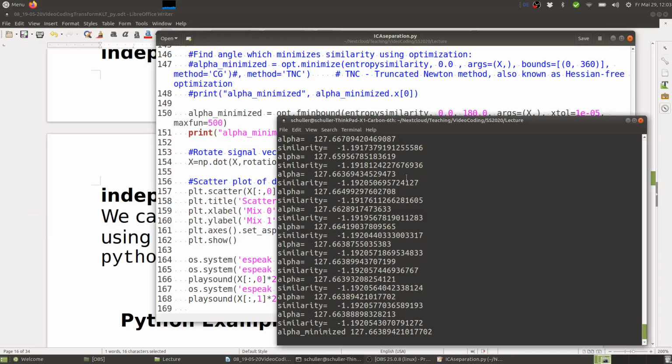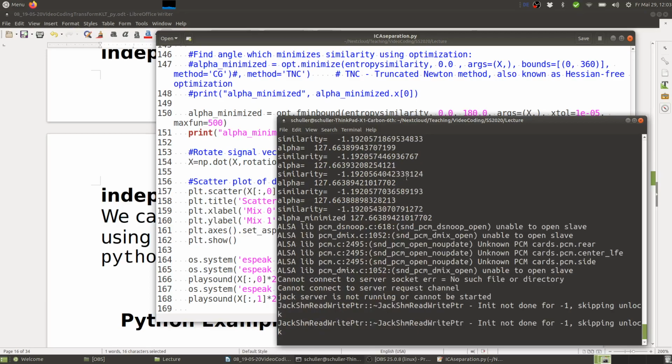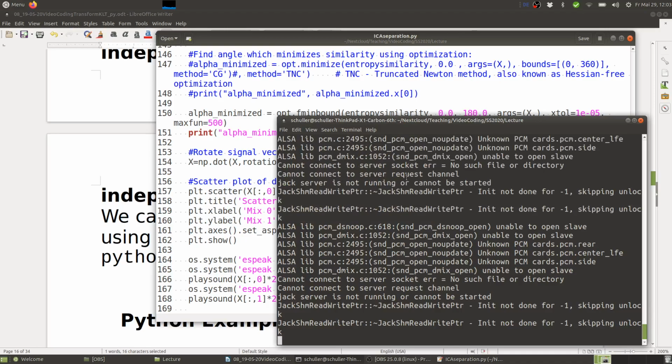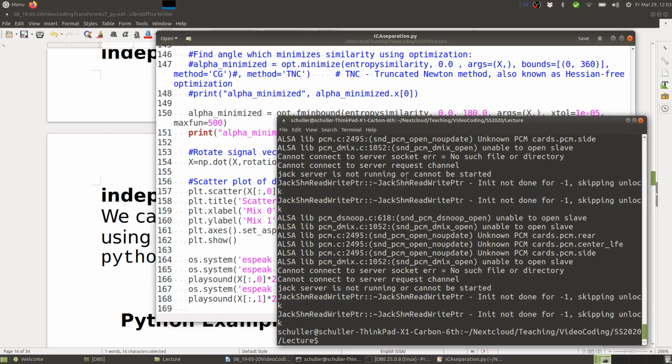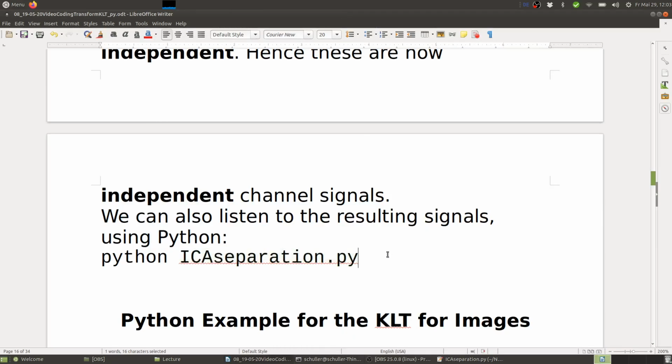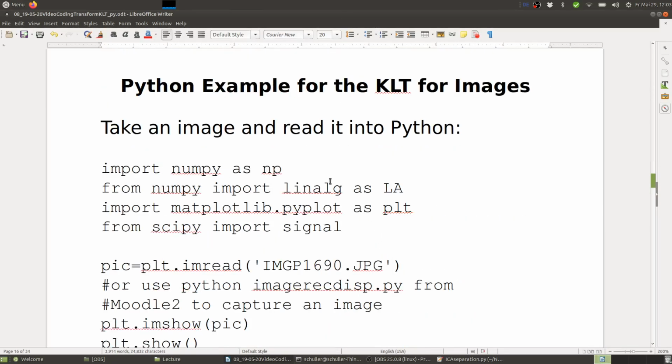The separated independent signals after ICA. Channel 0. Channel 1. And the time... Yeah, I would say that is a pretty perfect separation. So it was still a good job. So that worked. So now back to images.